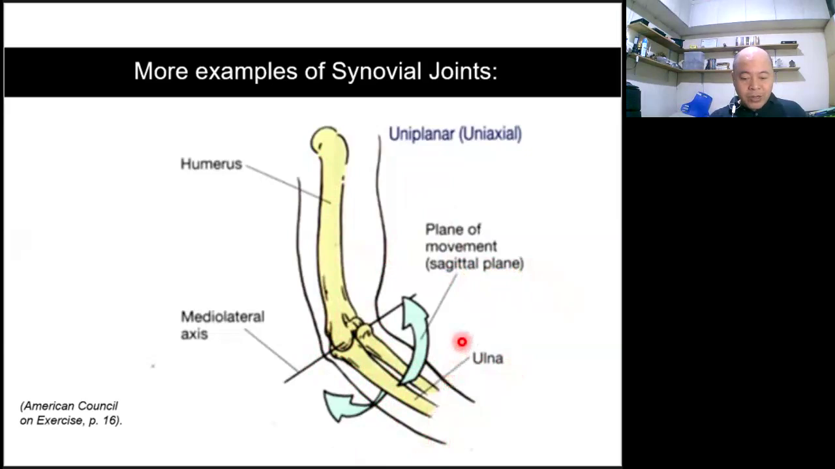So what did I mention a while ago about the radius and ulna? The radius has that pivot joint, but when you're actually pivoting, you're turning your arm, pronating and supinating, but you're not moving your forearm along that plane. So when you're moving your forearm, it is moving along only the one plane. It's uniplanar.